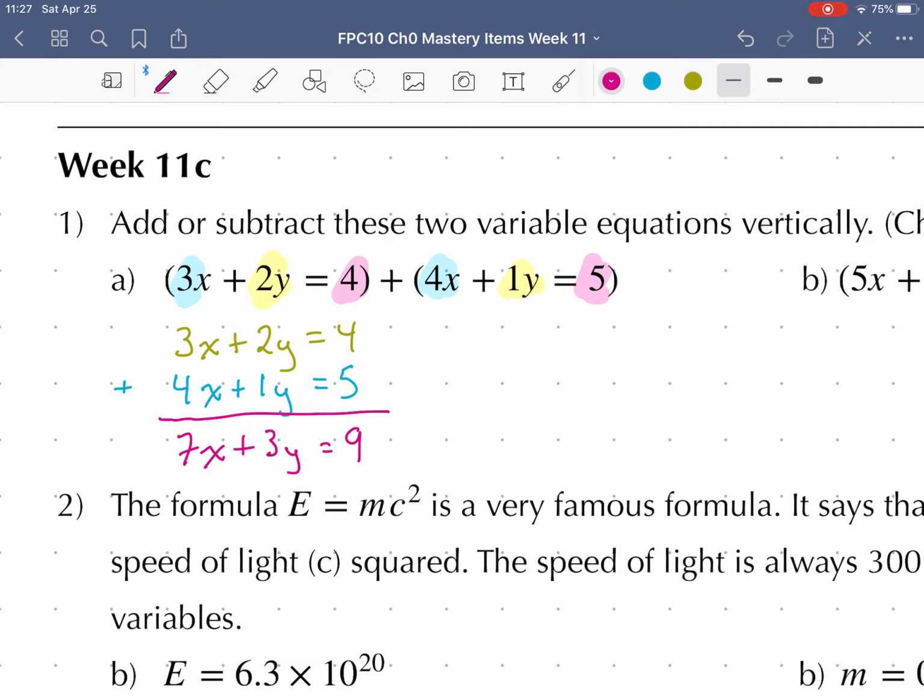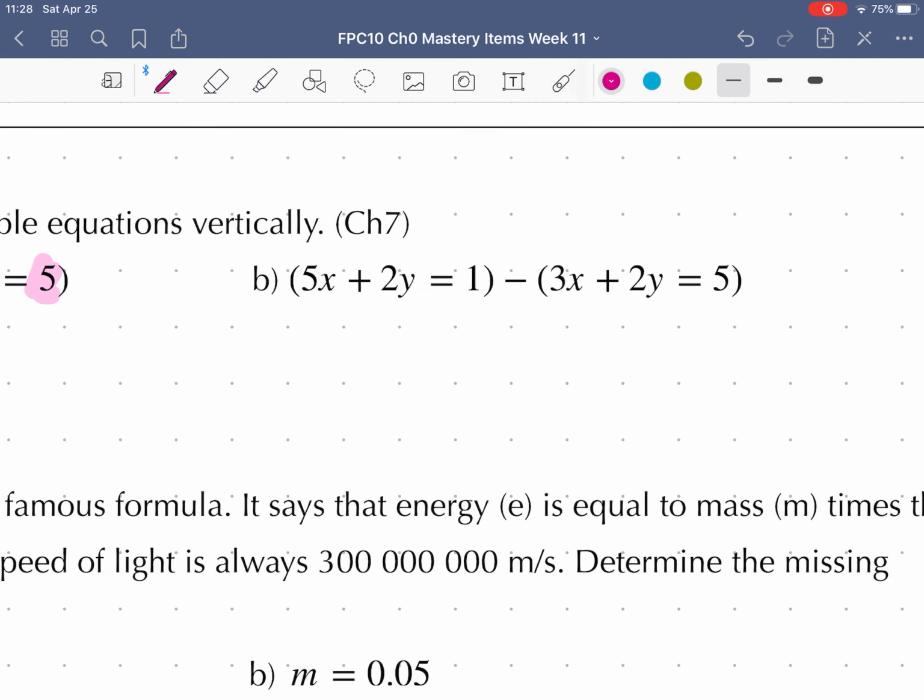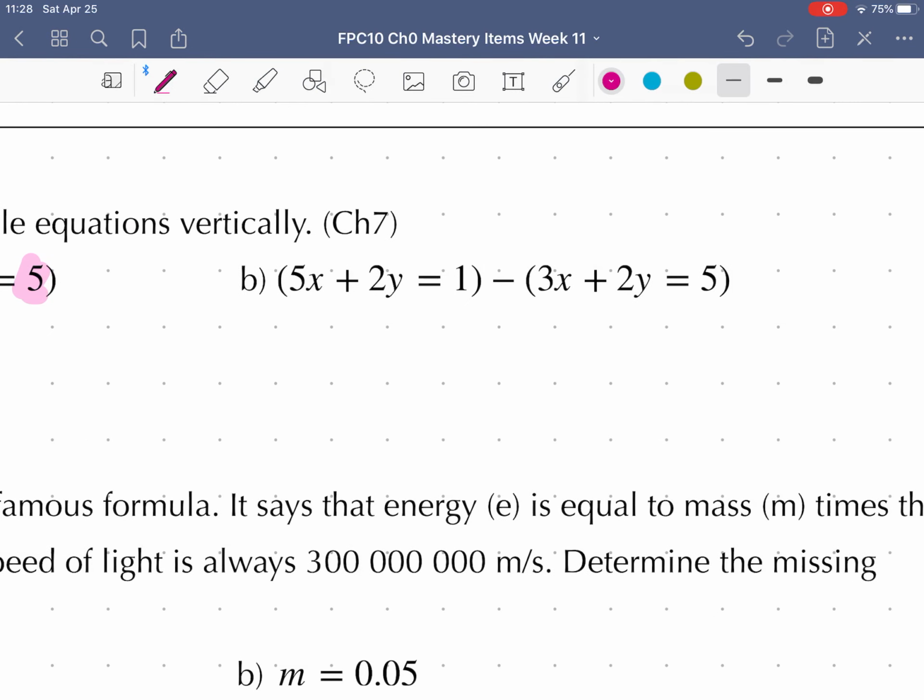Now, why do we do this? Well, when we get into Chapter 7, we're going to use this skill to help us find out where two equations are equal to each other. So we're just learning the skill now. The application of the skill will come later.